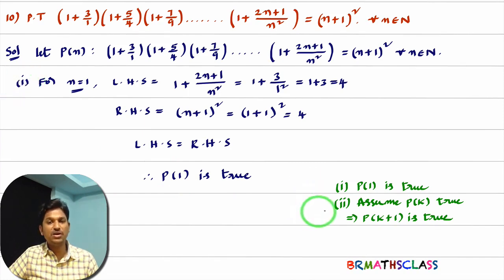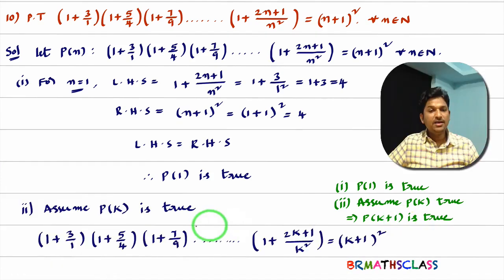Now second part. What is second part? You assume P of k is true and you need to prove P of k plus 1 is true. First, I'll assume P of k is true. You see here, I assumed P of k is true and I wrote what is P of k. How you will get this P of k? In this P of n, wherever n is there you write k. Then you will get P of k. You see here, in this statement, in place of n, I just wrote k. So this is P of k.